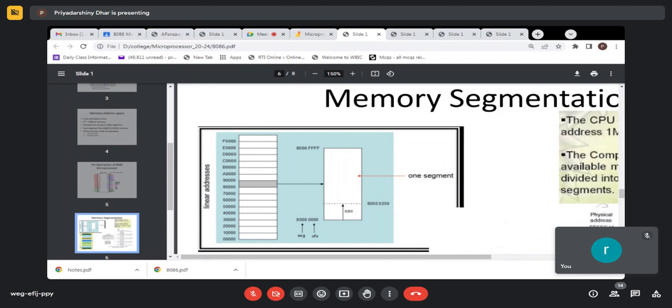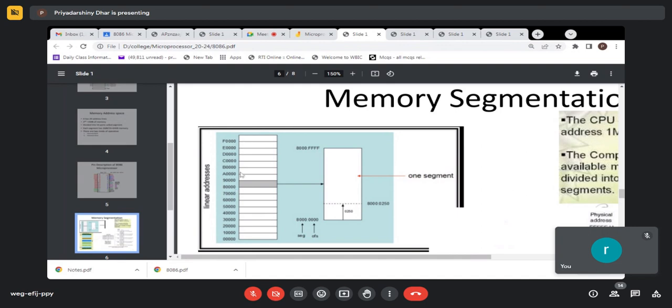The 8085 microprocessor address is 16 bit, that means 0000. Clear everyone? Yes, ma'am. This 20-bit address is called the physical address. Now, the maximum range of this physical address is 1 megabyte.